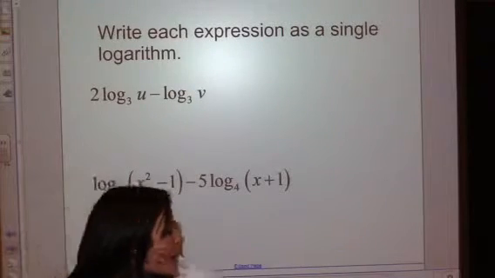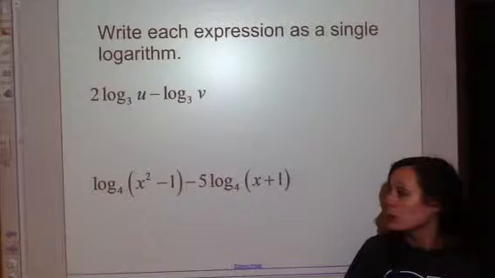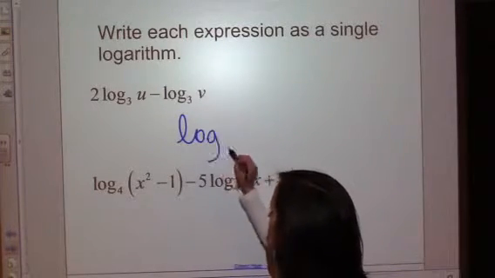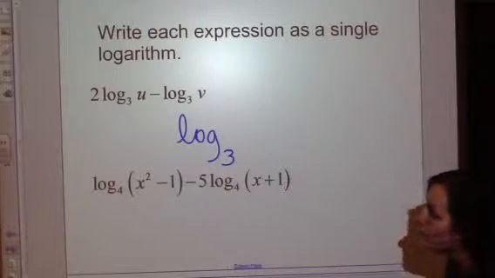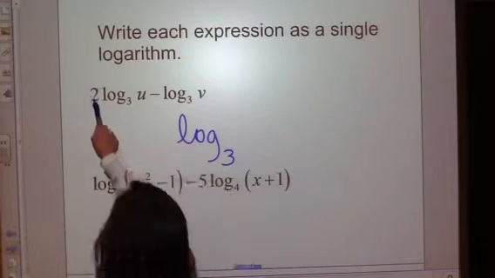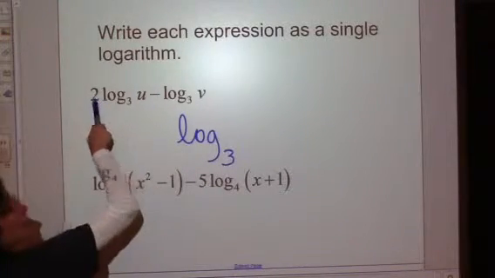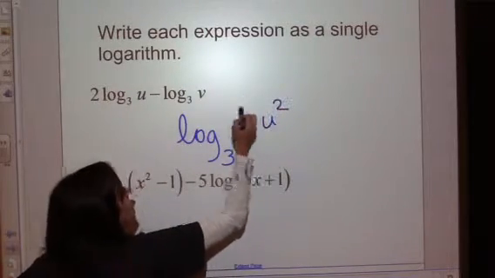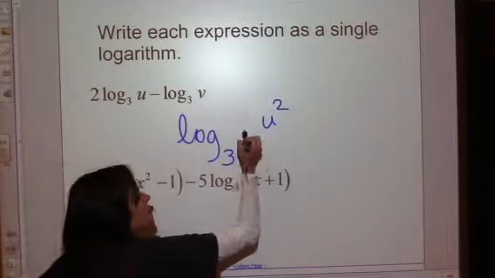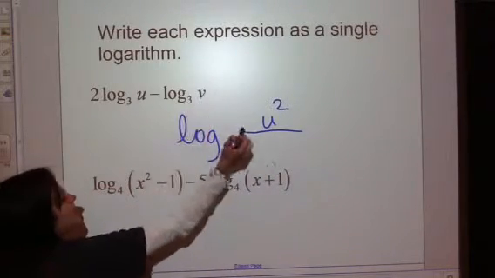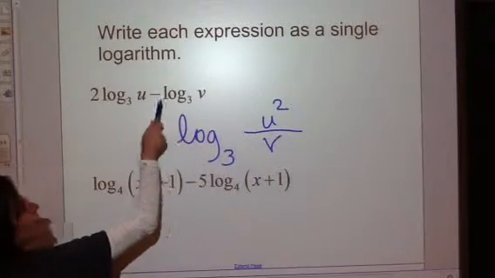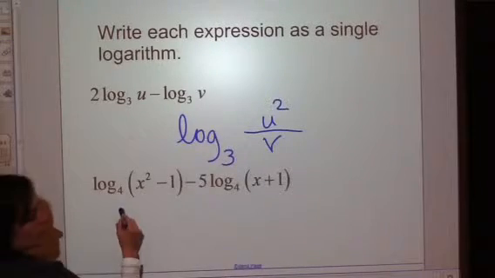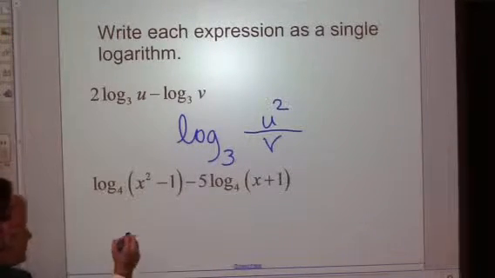So now we're going to rewrite it as a single logarithm. So we're going to put it back together. So we're only going to write log, looks like our base is 3, one time. So we have to determine what the 2 does. If the 2 is in front, that means it's an exponent for u. So we have u squared. If there's a subtraction sign, that means we have a division. And v. v does not have an exponent because there was no coefficient out front. So see if you can do this one on your own.